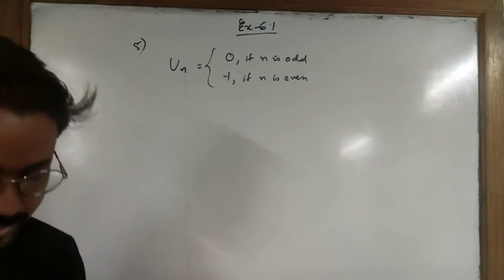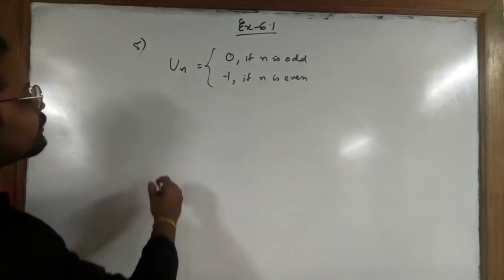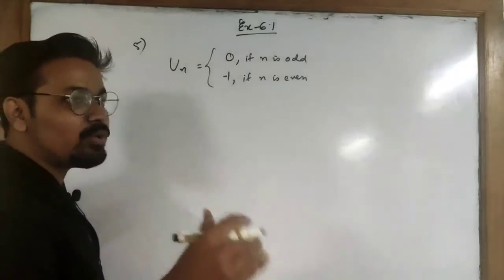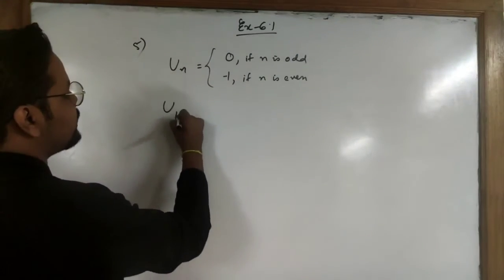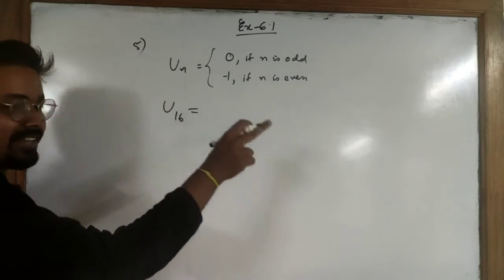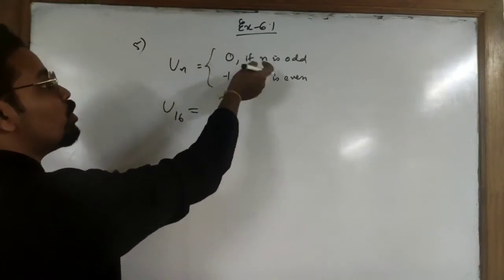Okay, so un's value will be this and this. So you have to find u16 and u25, means the 16th and 25th term you have to find. So u16 will be what? If n is even, the answer is -1. If n is odd, the answer is 0.